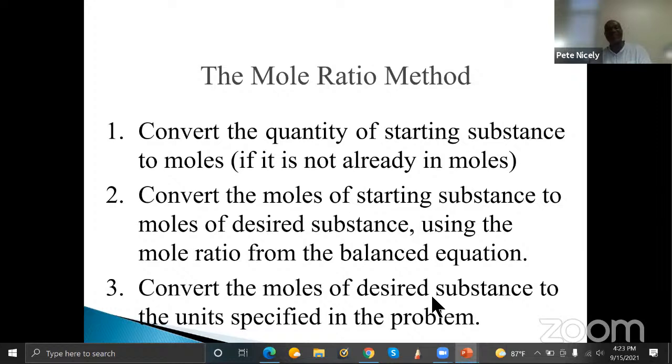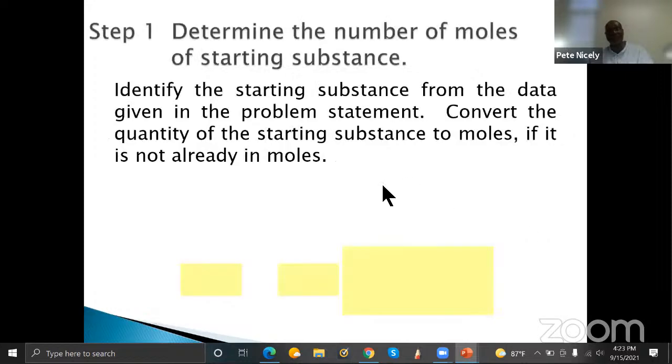So you might be asked to get the mass of the desired substance, in which case, once you get the moles from step 2, then you convert those moles into grams. And therefore, that's how you'd solve a problem of that type. So that's basically what is involved. These 3 steps are fundamentally what is involved in a typical problem-solving effort to deal with a stoichiometric problem. So again, we're going to go into these steps in more detail.